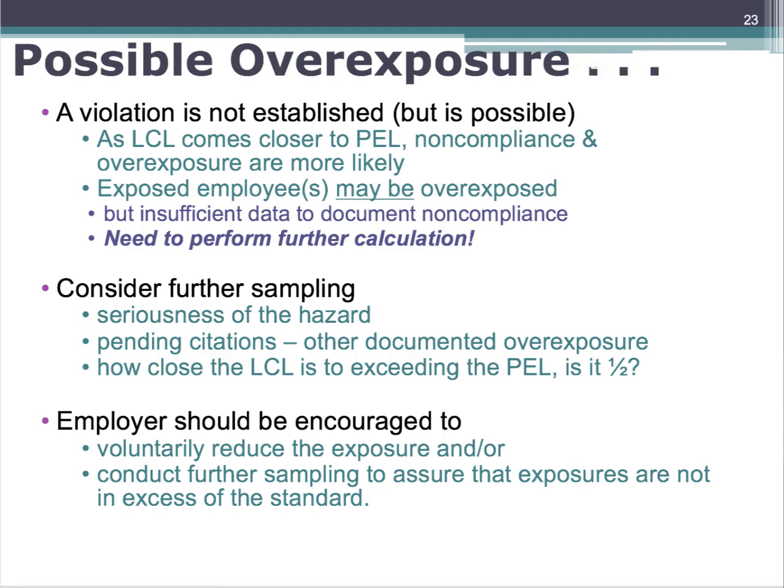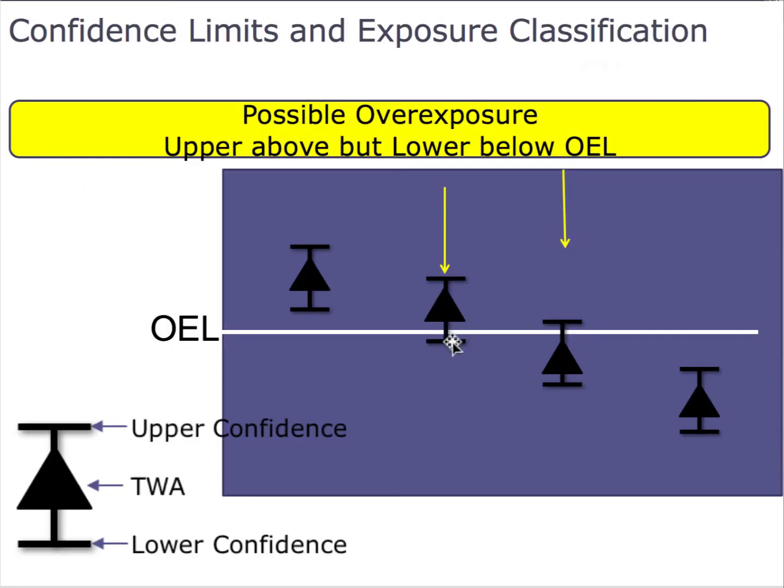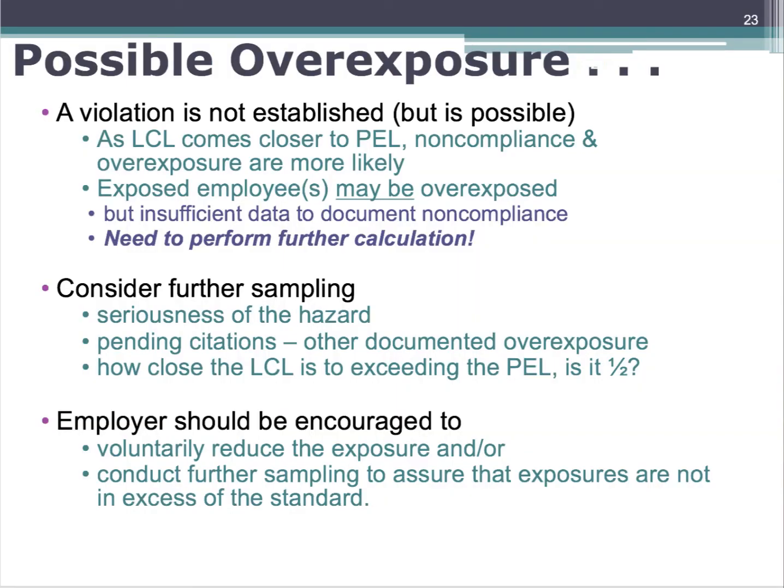So what is the determination if you have a possible overexposure? It's that a violation is not established, but it is possible. As your lower confidence limit comes closer to the PEL, the more likelihood that a person would be overexposed.